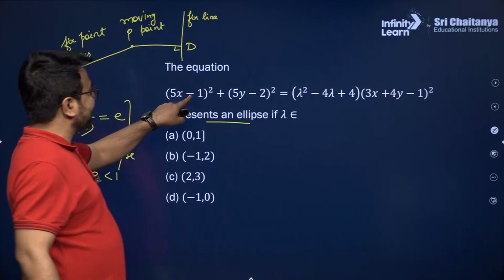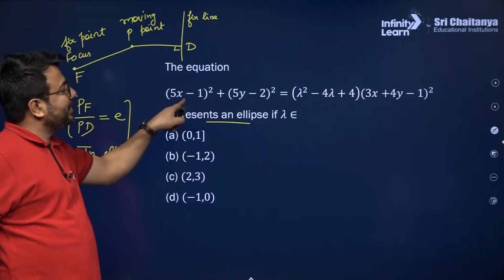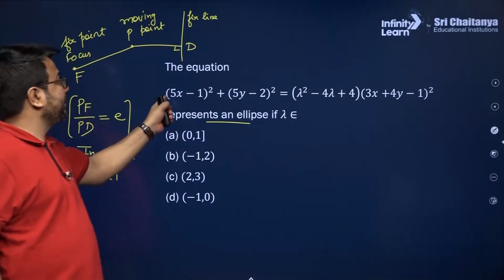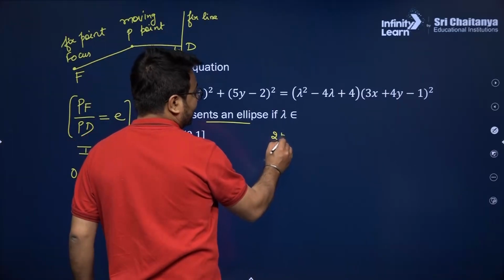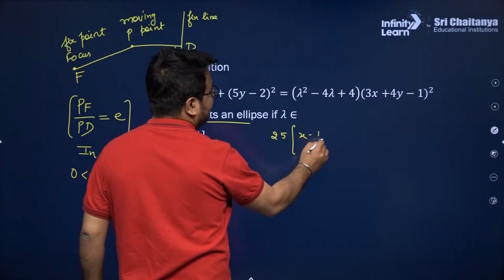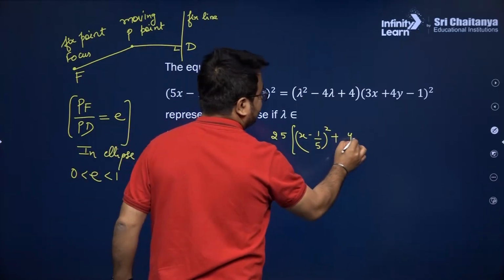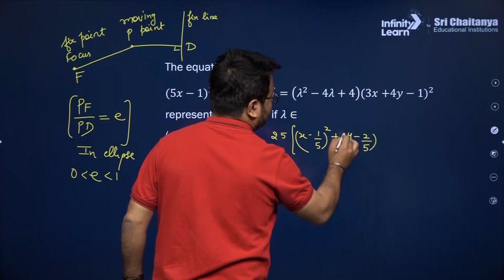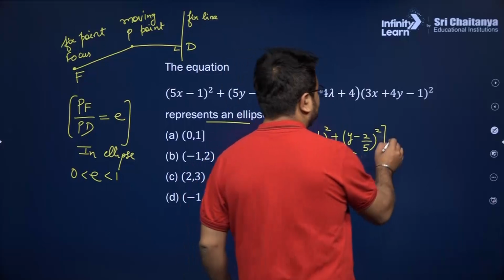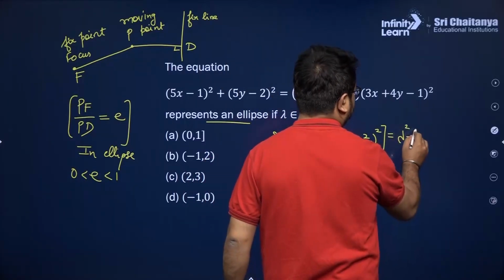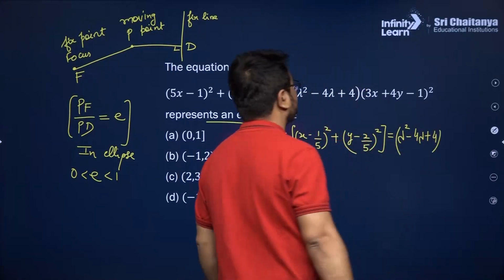First of all, I am taking this 5 common from this bracket and from this bracket also. After taking this 5 common, it will become 5² because the whole square is taken. So this will be converted to 25 times, 25 is being taken common. Here we have (x - 1)/5 whole square and here we have (y - 2)/5 whole square. I hope this is also clear to you. In the right hand side, we have λ² - 4λ + 4.